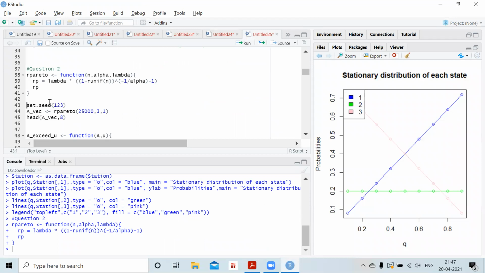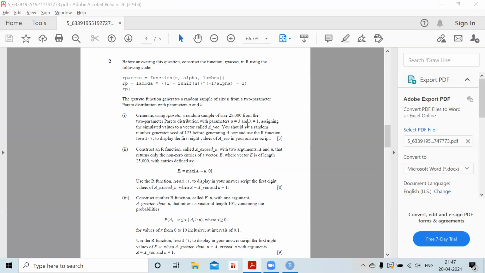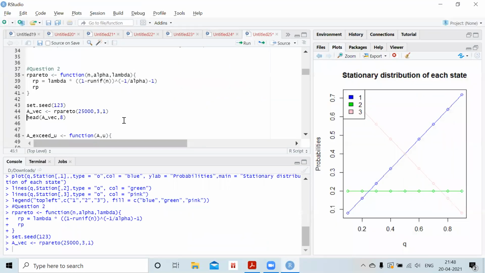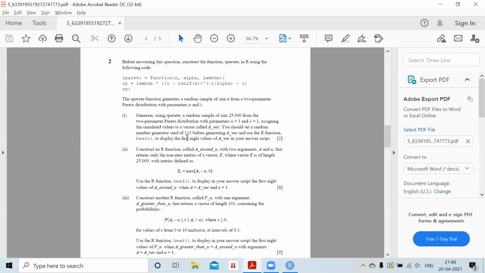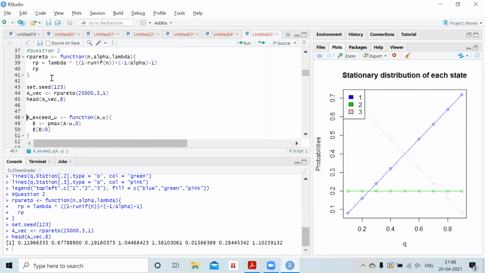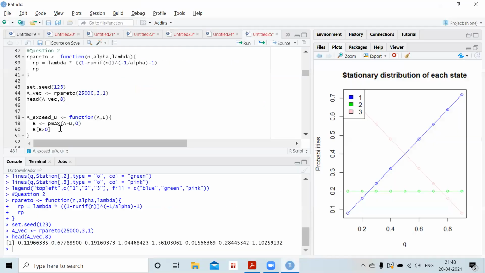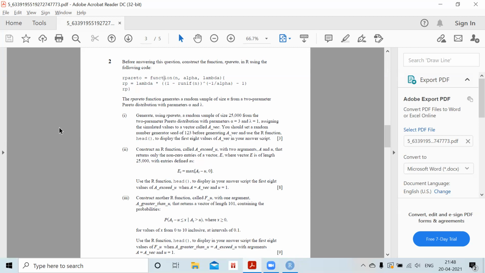So here we have run set.seed(123). There is AVEC, which is rpareto(25000), and they've given us the values of alpha and lambda, 3 and 1, so I've stored them. Then they've asked for the first 8 values using the head function. So if you run this, you get the first 8 values from your AVEC for the Pareto distribution.